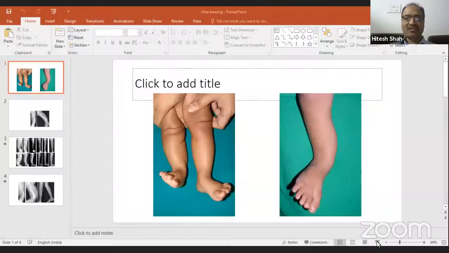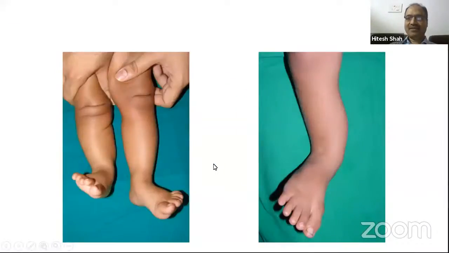I think I can move on to another case. We'll have a simple case. I haven't prepared a lecture, but just a case, so you can have spotters. On the left side, the photo screen is visible. The PowerPoint. Yes, sir.